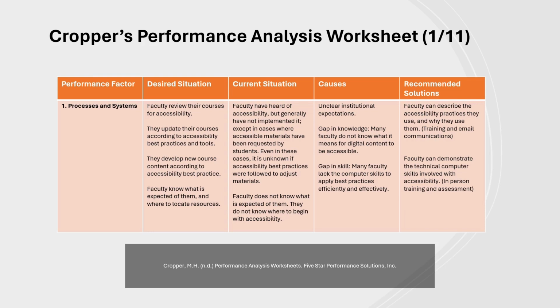So to start with processes and systems, faculty review their courses for accessibility as a desired situation. We want them to update their courses and develop new courses according to accessibility best practice. And they should know what is expected of them and where to locate these resources. Currently, not a whole lot of this is happening.